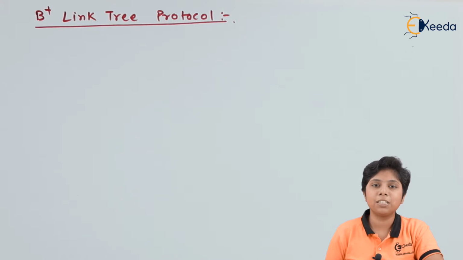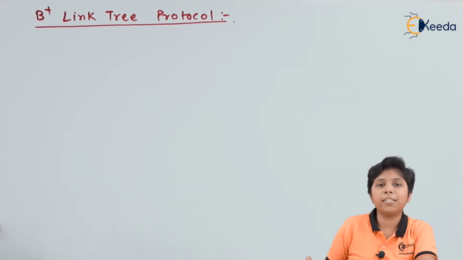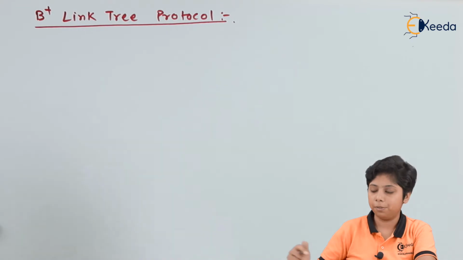So first let us define this B plus tree link. Say suppose we are creating an index on the department attribute of the instructor relation, and the instructor relation will get this department index on a B plus link tree with n equals 3. That means n equals 3 here.